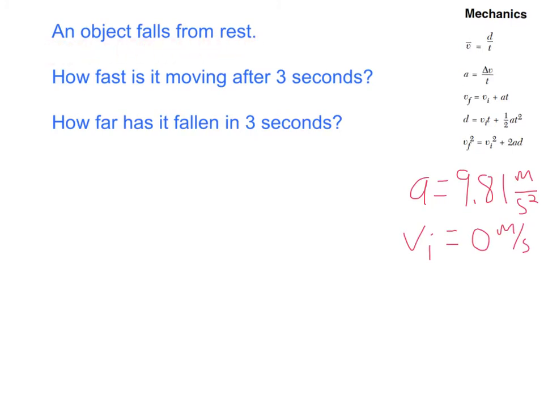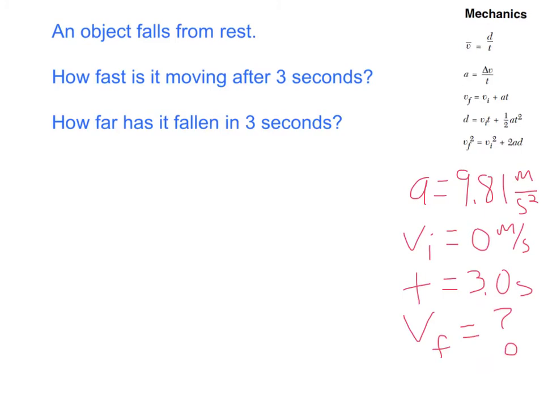And now the question is, how fast is it moving after 3 seconds? So now they give me 3 seconds. 3 seconds is a time. And the question is, how fast is it moving after 3 seconds? So that's actually a final speed, or velocity, which I don't know. The initial velocity was 0. Because it's accelerating, it's going to have some velocity after 3 seconds. I have to figure out what that is.